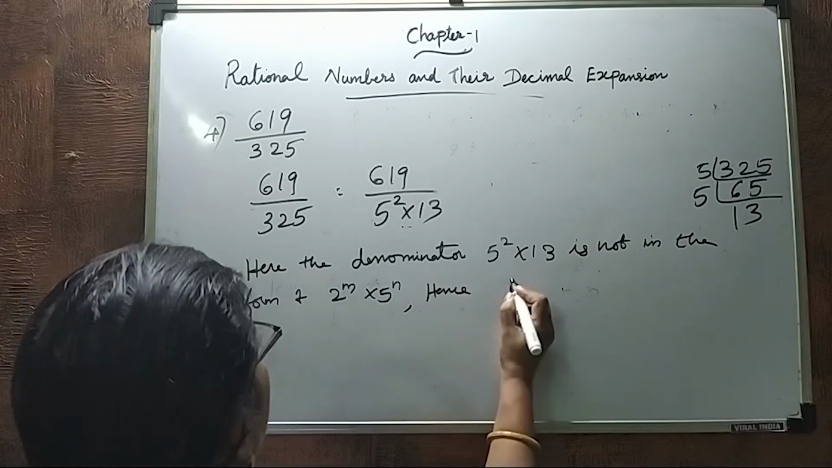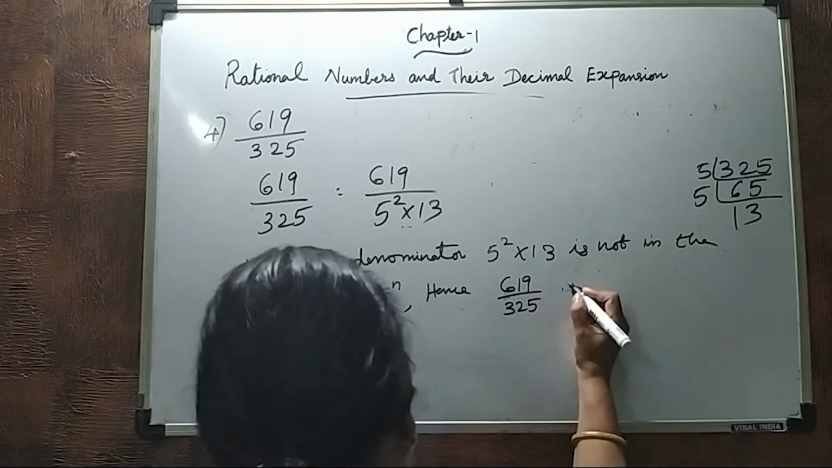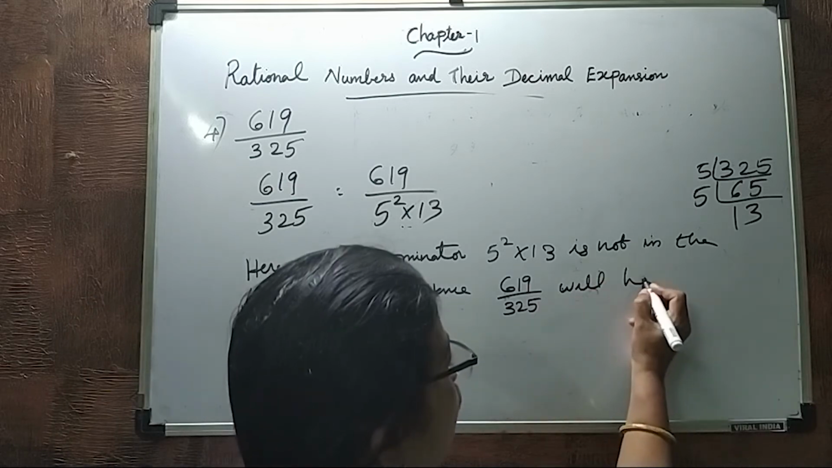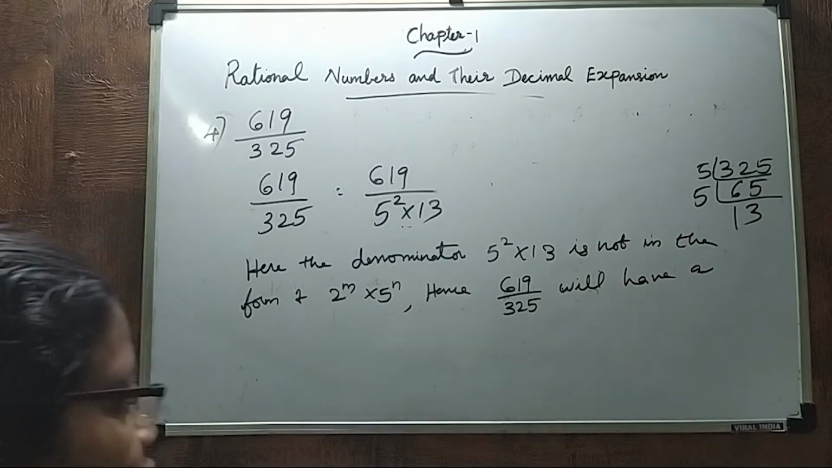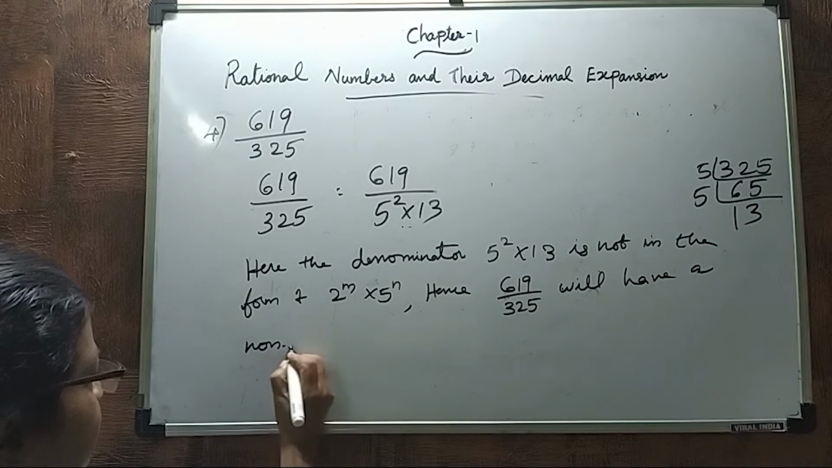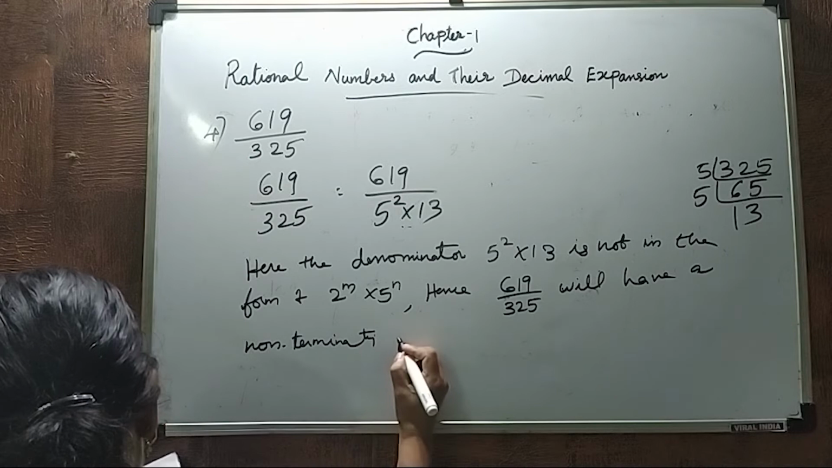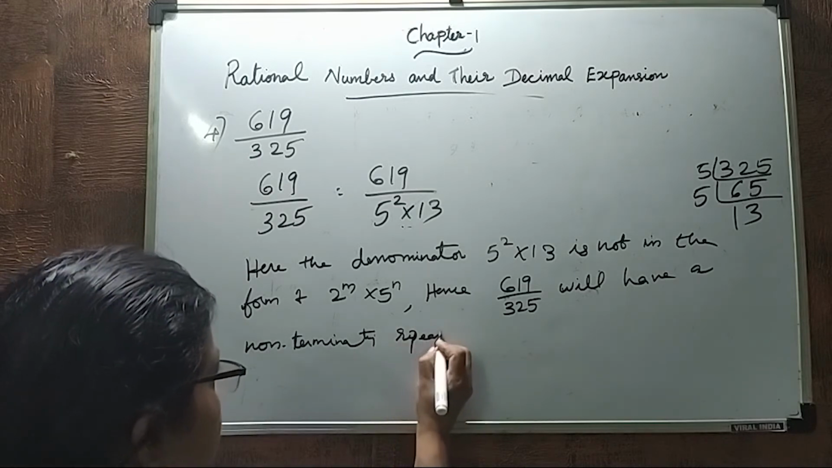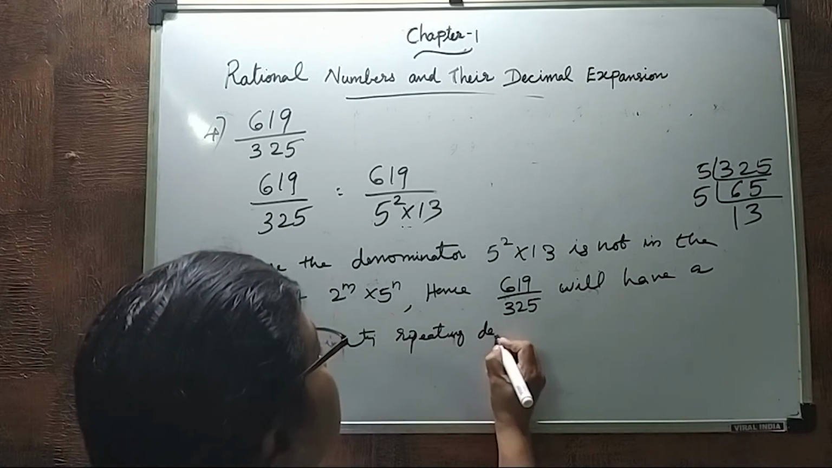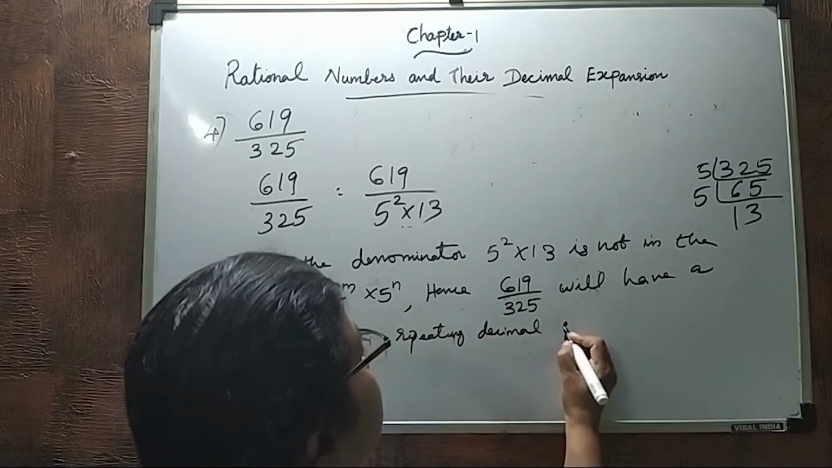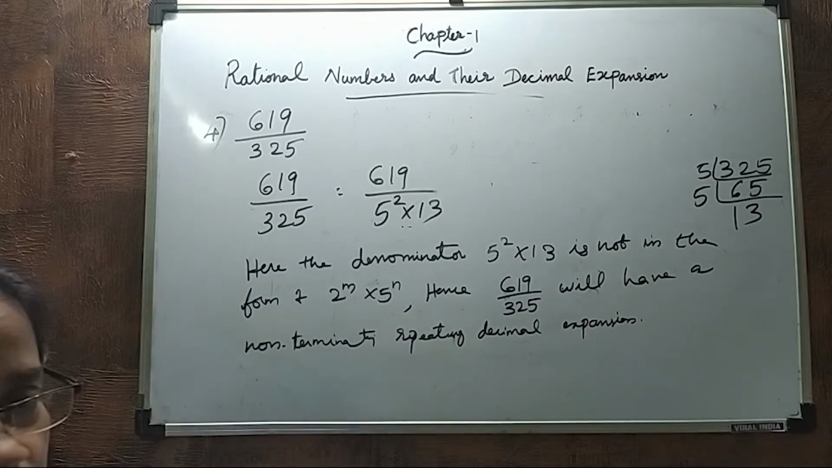hence 619 divided by 325 will have a non-terminating repeating decimal expansion. So this is the way you have to write.